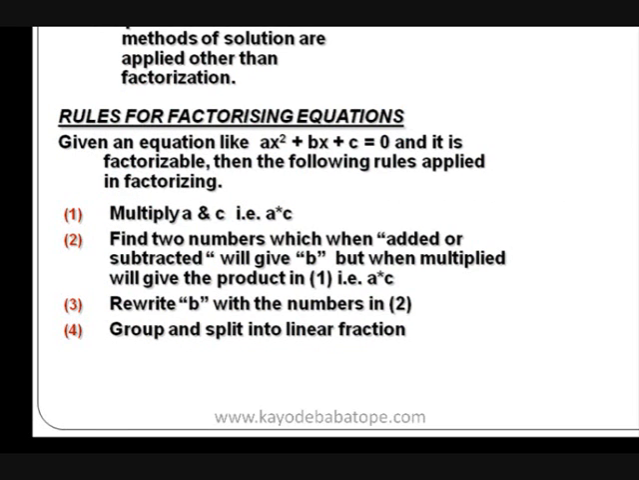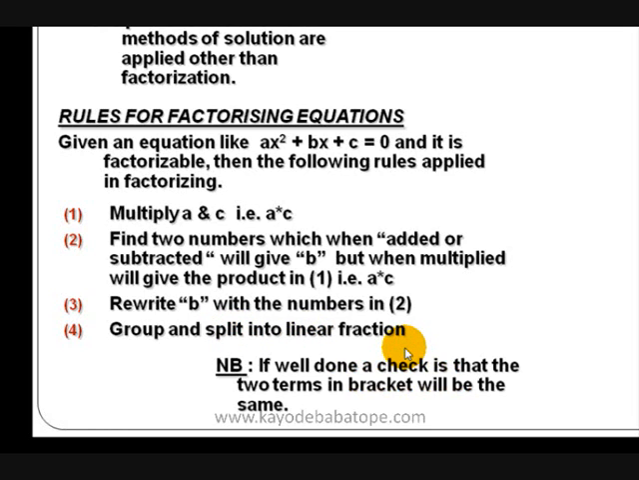The third point is this: now rewrite b in your quadratic equation with the two numbers that you have just discovered, and then lastly, group and split the resulting equation into linear factors. NB: if well done, a check is that the two terms in brackets will be the same.